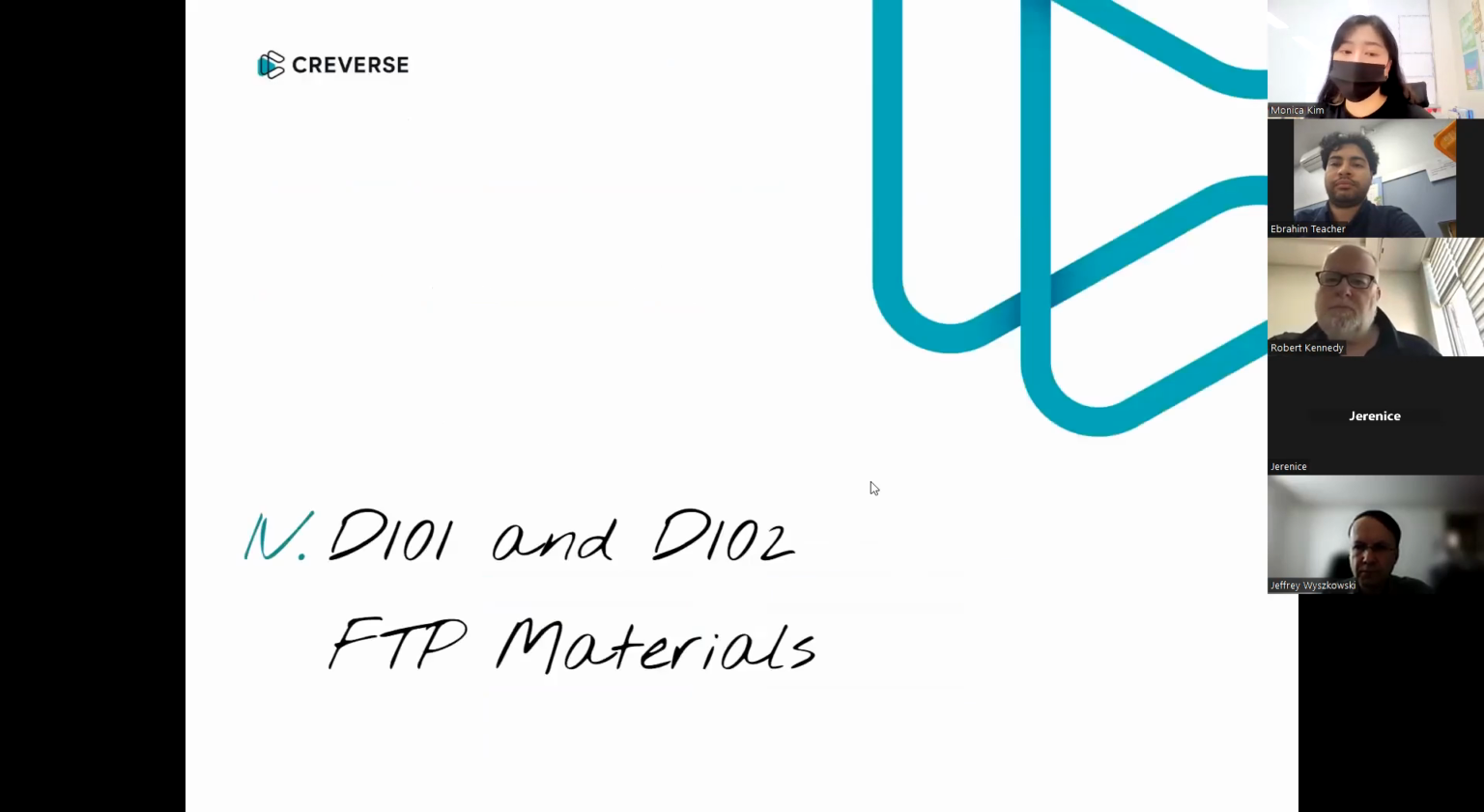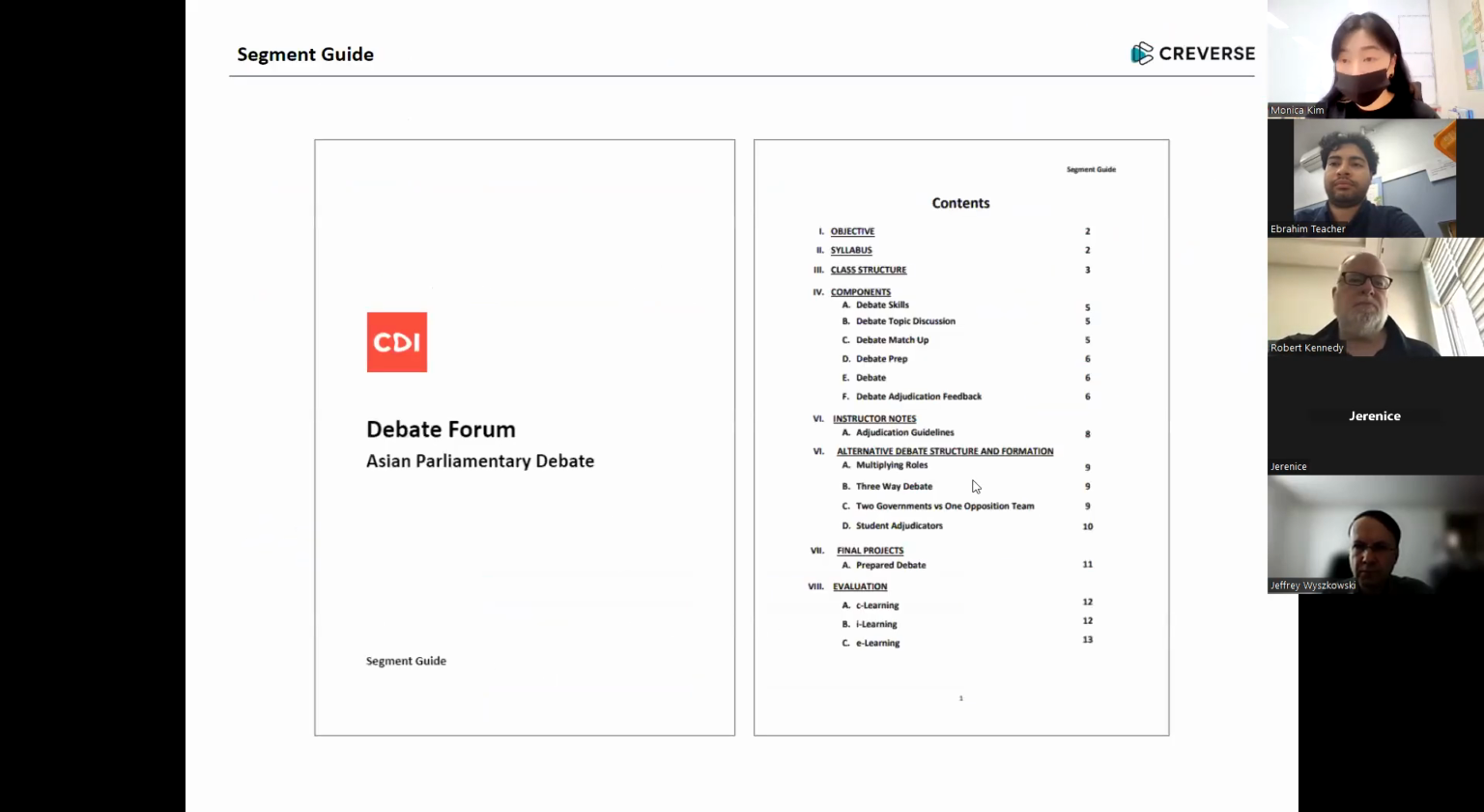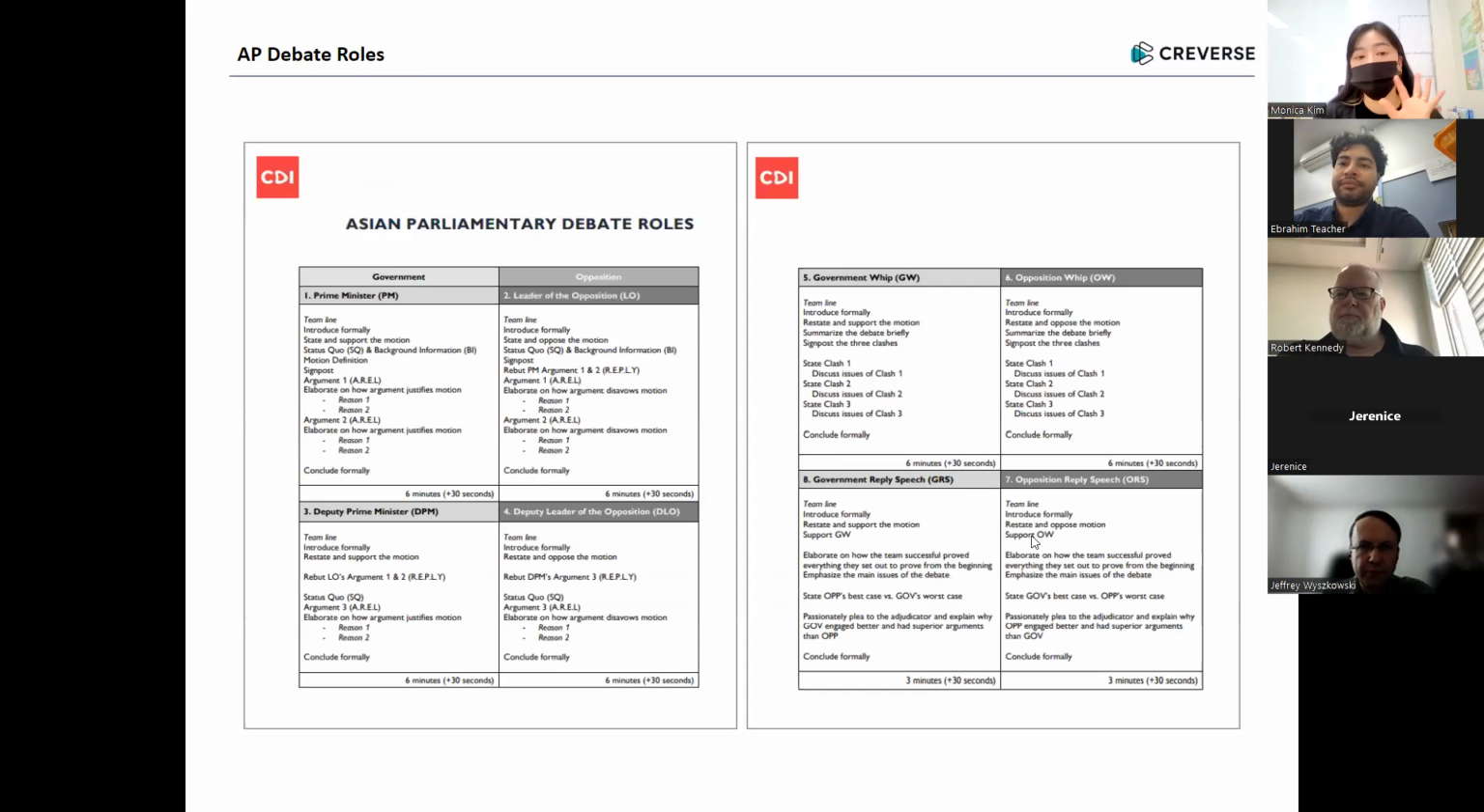And then in the FTP, for both the programs, D101 and D102, there will be different segment guides available for you. Sorry, I got tongue-tied. Available for you on the FTP. And basically, like you see on the screen, this is everything that will be included in the segment guide for you.